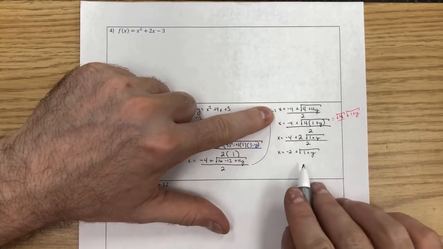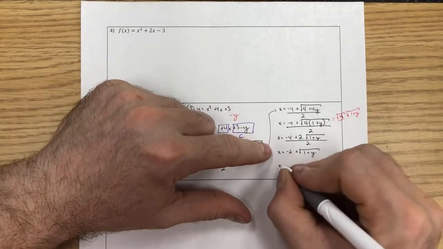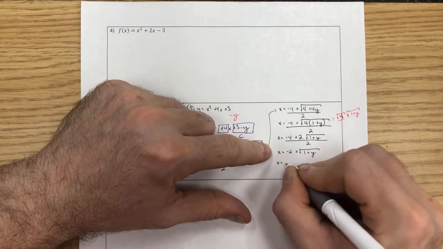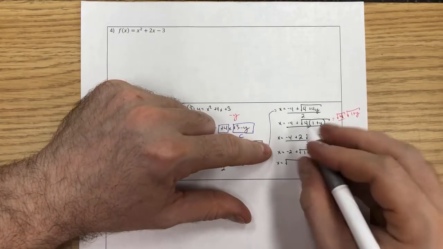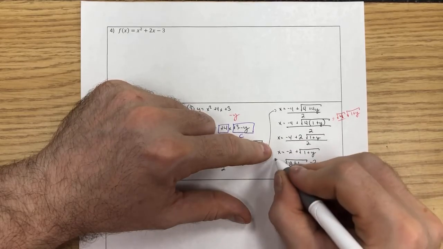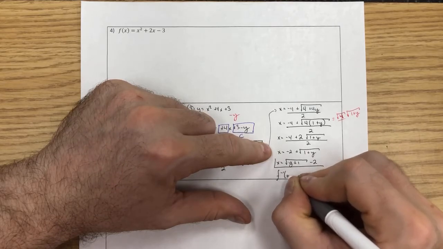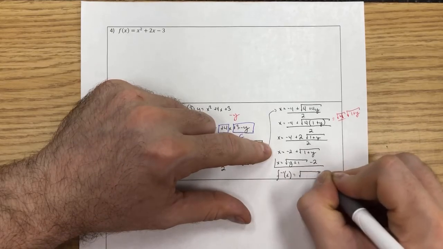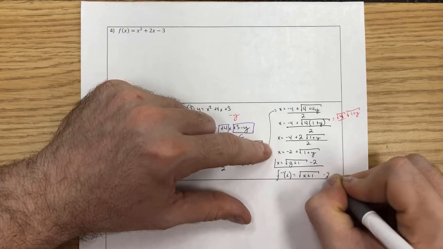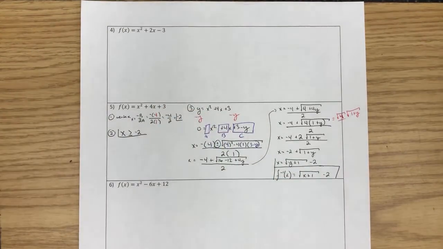And if we rearrange this so that it looks a little more familiar, we're going to put the radical first. So x equals the square root. And I'm going to list the variable first. So y plus 1 minus 2. So there's my equation. There's my function. Perfect.